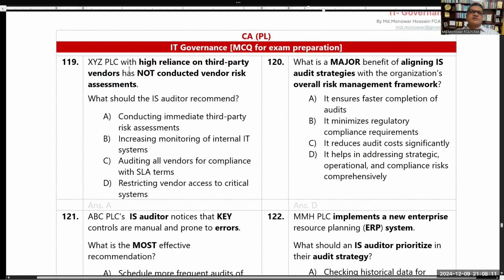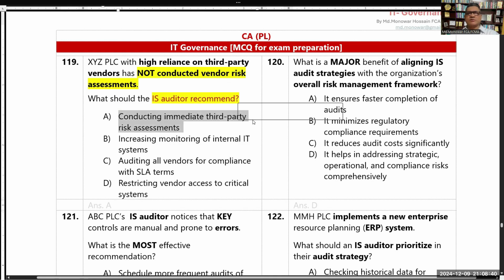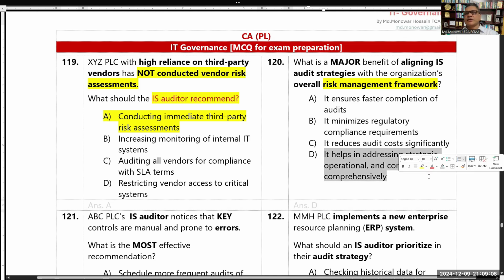XYZ PLC, with a high reliance on third-party vendors, has not conducted a vendor risk assessment. What should the IS auditor recommend? The IS auditor should recommend conducting an immediate third-party risk assessment. Answer A. What is the major benefit of aligning IS audit strategy with the organization's overall risk management framework? It helps in addressing strategic, operational, and compliance risks comprehensively. Answer D is the major benefit.